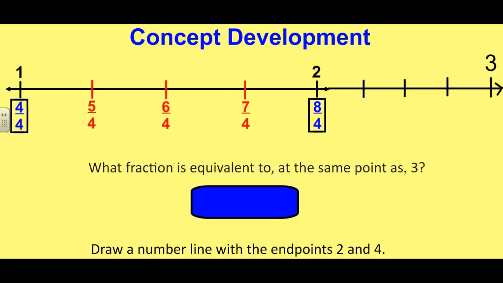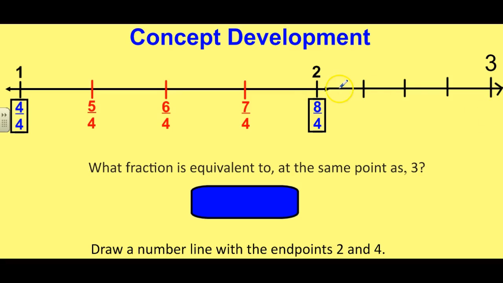Okay, so what fraction is equivalent to, or at the same point as, 3? So now we're going to add more to our number line, and we're going to continue on from 2, and then we're going to go to 3. And I want you to think, if you didn't have this number line to add to, and we know that the fraction line is the same thing as division, and we know that 8 divided by 4 is 2, then what you really need to be thinking to yourself right now is, what can we divide 4 by that would give us 3? And that's going to be the fraction that goes right here underneath the 3 on the number line.